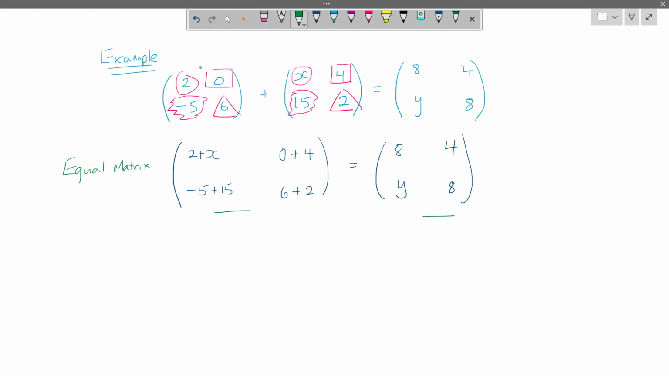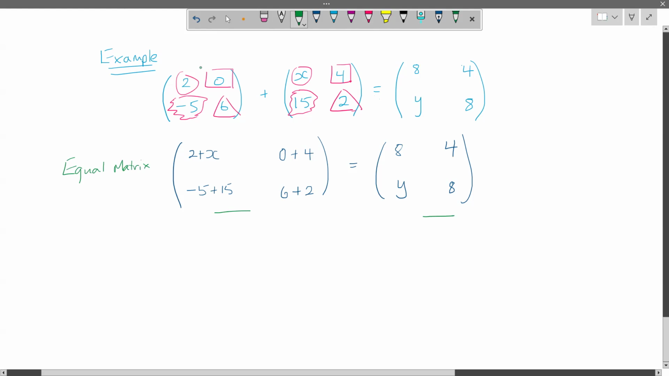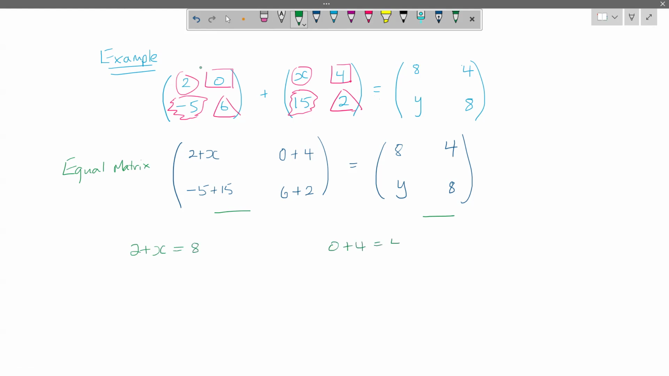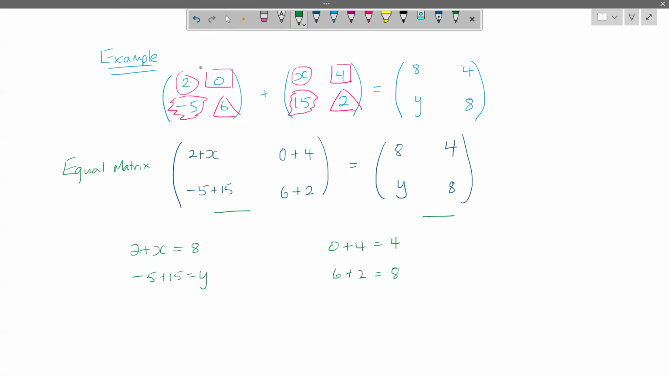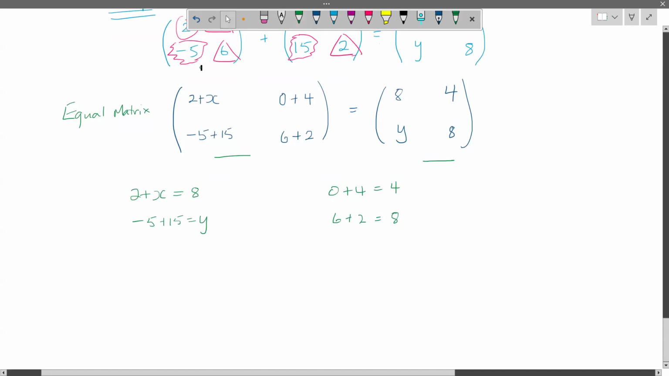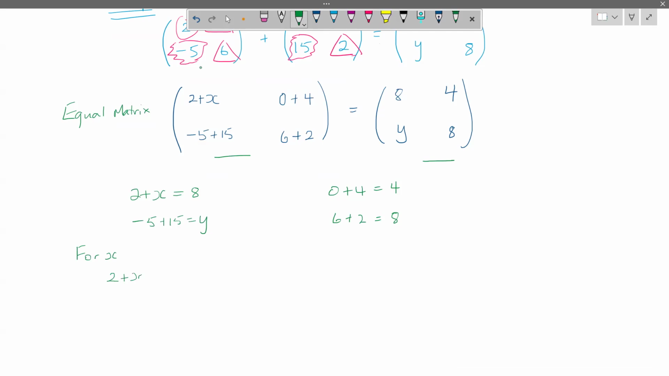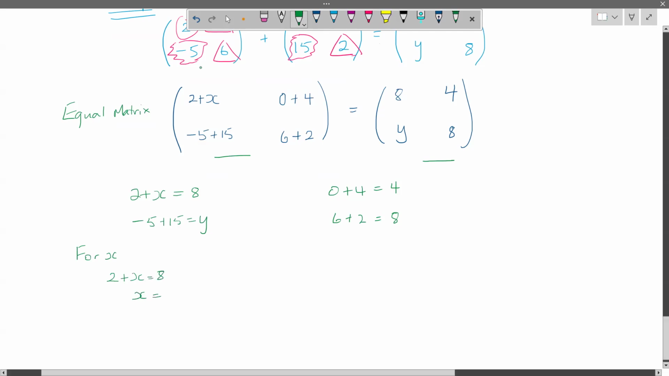This is equal to this. Since they're equal to each other, then I could say 2 plus x is equal to 8. 0 plus 4 is equal to 4, obviously, right? Underneath here, -5 plus 15 is equal to y, and underneath here, 6 plus 2 is equal to 8. Right? 6 plus 2 is 8. 0 plus 4 is 4. So now we could use this in order to work out the x. So for x, 2 plus x is equal to 8. So then x is equal to 8 minus 2. So x will be 6.